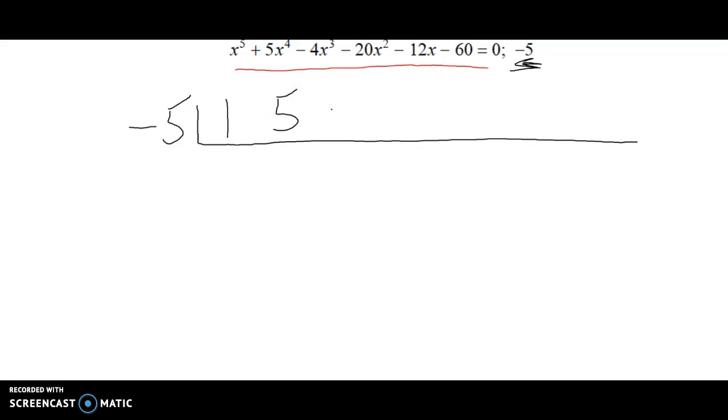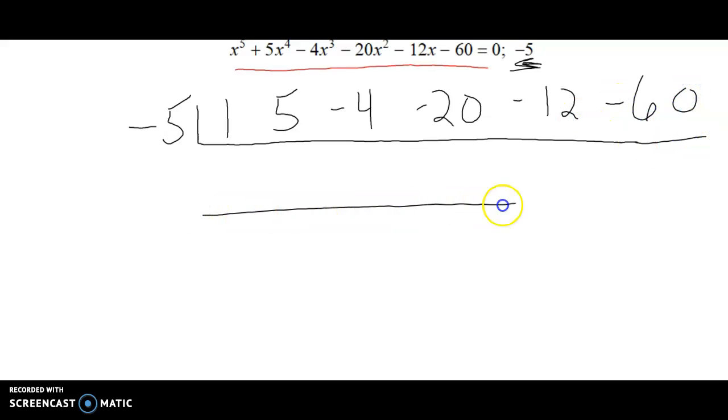-4, -20, -12, -60. Okay, draw another line and put a plus sign.